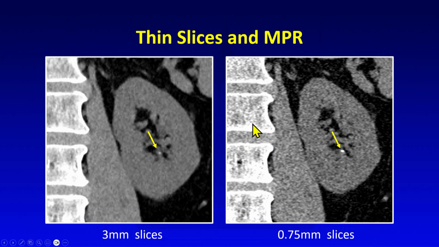Similarly, on the coronal view, I also find it very helpful in looking at these tiny stones. Sometimes it is just hard on the thicker slices and on the axial, but it looks a lot more obvious on the thin coronal slices.